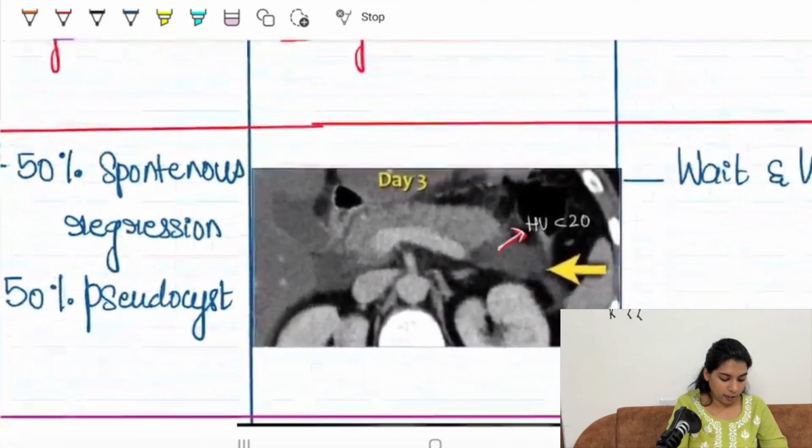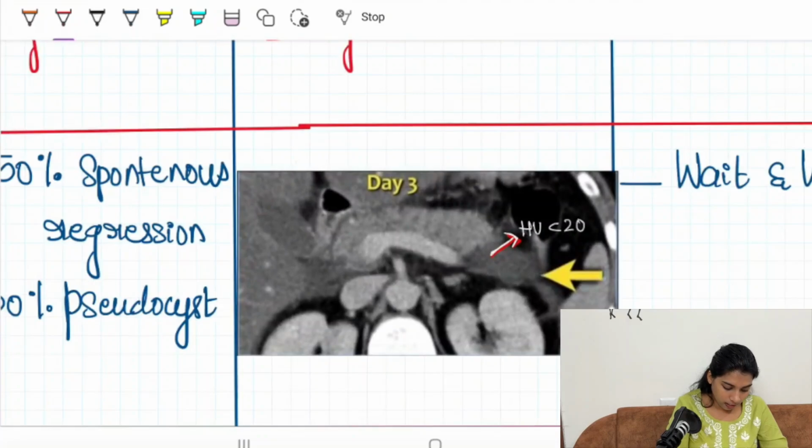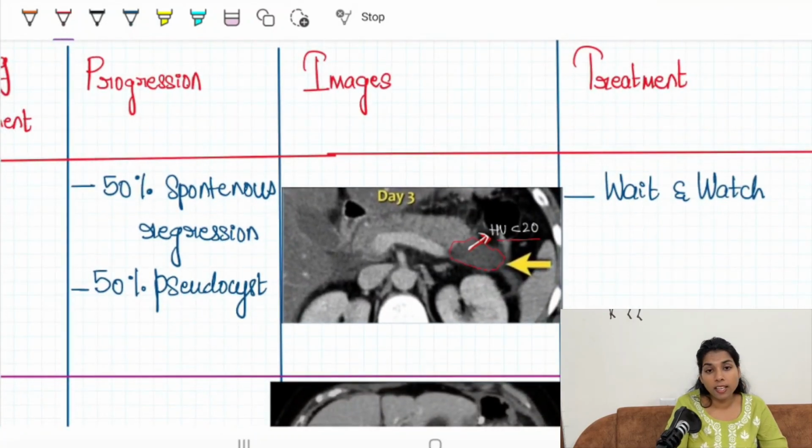We'll look at a case scenario now where we can see this focal area in the lesser sac, tail of the pancreas, which is showing fluid attenuation without any encapsulation, right? And if you measure the HU, you'll have a HU typically less than 20, which says that it is fluid attenuation. So, in such cases where you are seeing an acute peripancreatic fluid collection, what should you do? Just wait and watch. It will show spontaneous regression most of the time. In a few cases, it can progress to a pancreatic pseudocyst.